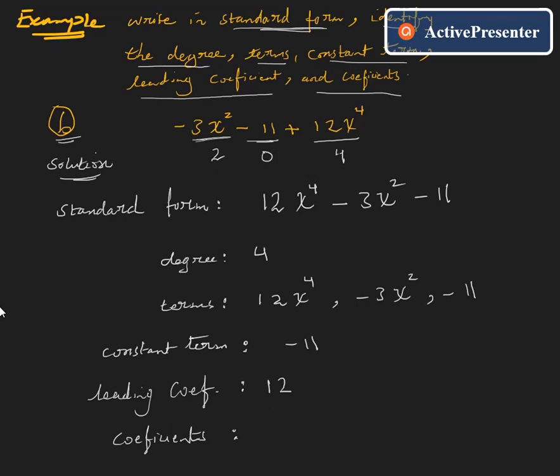The coefficients of the polynomial, we have 12, we have minus 3, and we have minus 11. We know that minus 11 is the constant term, or the coefficient of minus 11 multiplied in x to the power 0. So it is a coefficient, or you can call it a constant term as well.